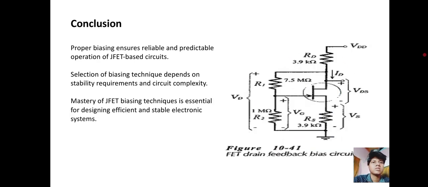To conclude, proper biasing ensures reliable and predictable operation of JFET based circuits. Selection of biasing technique depends on stability requirements and circuit complexity. Mastery of JFET biasing techniques is essential for designing efficient and stable electronic systems. This is a diagram of a JFET feedback bias circuit.